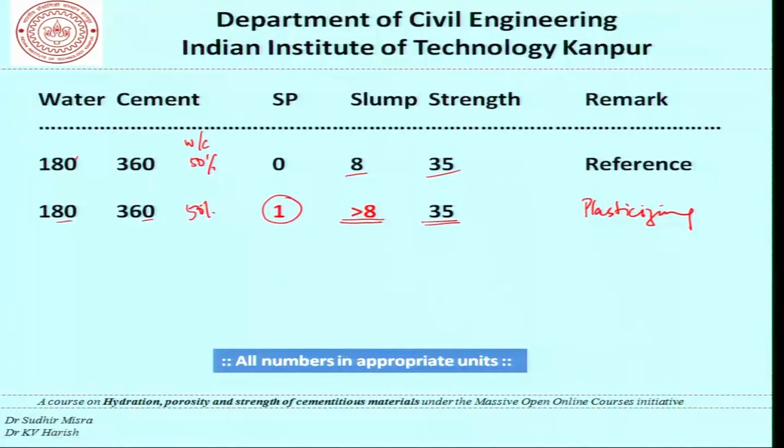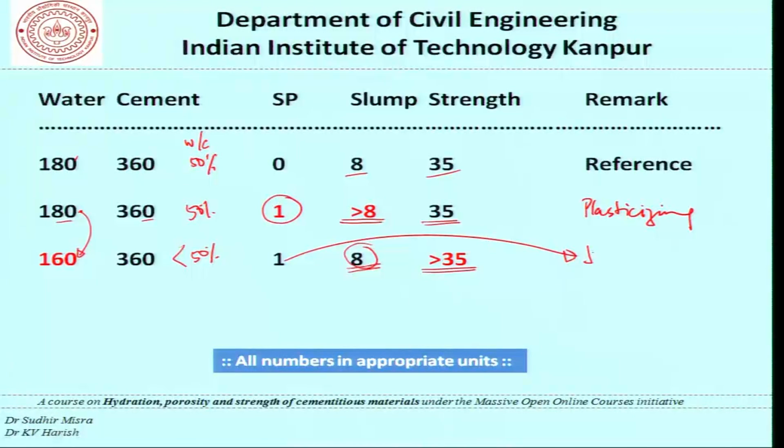Another way of looking at it could be, we say that we are happy with an 80 mm or 8 centimeter slump, and therefore we can reduce the water content. Let us say we are able to reduce it to 160. What that will result in is a water cement ratio which is less than 50%, and therefore, whereas the slump will become 80, the strength is likely to be higher than 35. And here this superplasticizer is now helping us get higher strength.